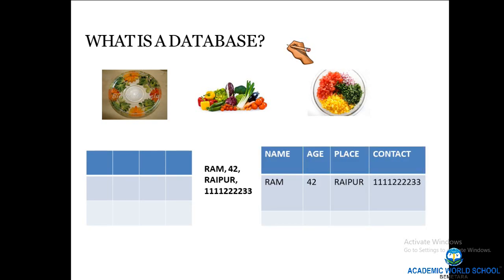And where do we store our information? Obviously in a table. Here we have written name Ram, age 42, place Raipur, contact 11112222 and 33. If we look at these data individually, only Ram or 42 or Raipur or this contact number, no meaning comes out because they are individual data. Here we have clubbed all the data and made information.